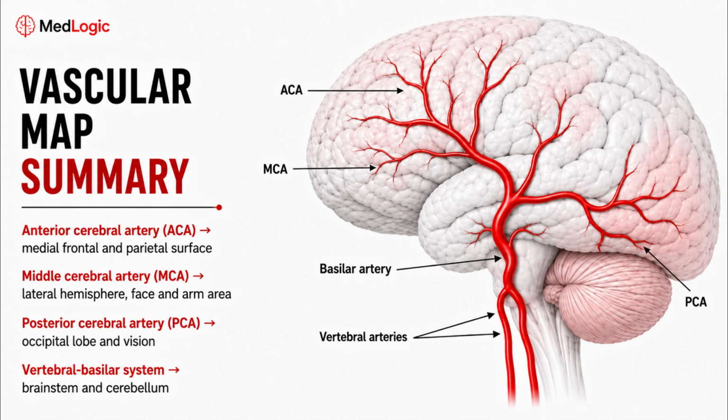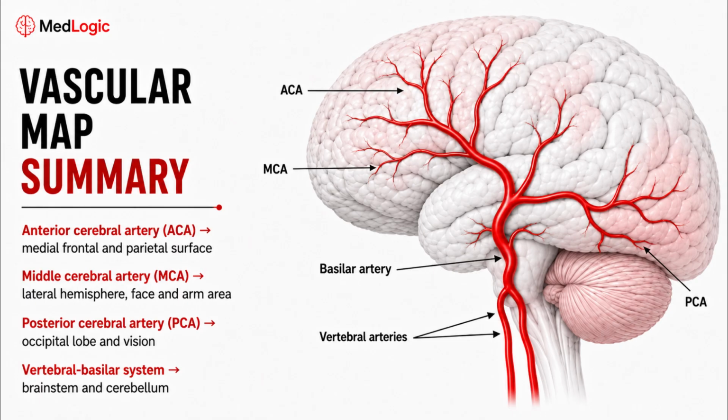Now let's summarize the map. Anterior cerebral artery, or ACA, supplies the medial frontal and parietal surface. Clinically, think leg area. Middle cerebral artery, or MCA, supplies the lateral hemisphere. Clinically, think face, arm, and speech. Posterior cerebral artery, or PCA, supplies the occipital lobe. Clinically, think vision. And the vertebrobasilar system supplies the brainstem and cerebellum. Clinically, think balance, coordination, cranial nerve signs, and brainstem symptoms.